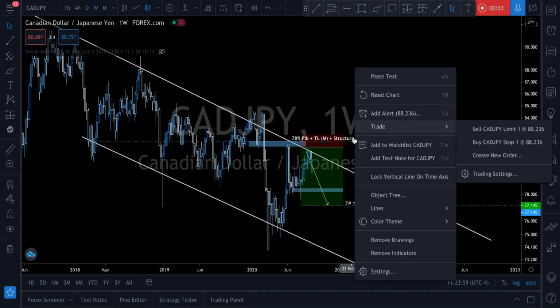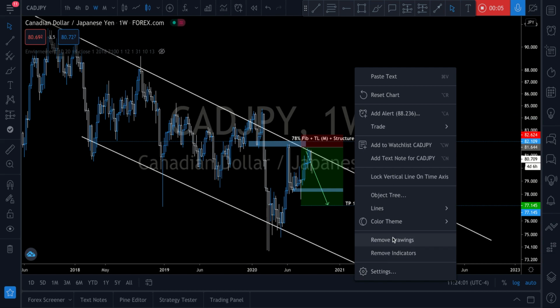What's going on, everyone? Welcome back to this multi-time frame forecast. We're going to be going over Canadian dollar, Japanese yen, so CAD JPY.